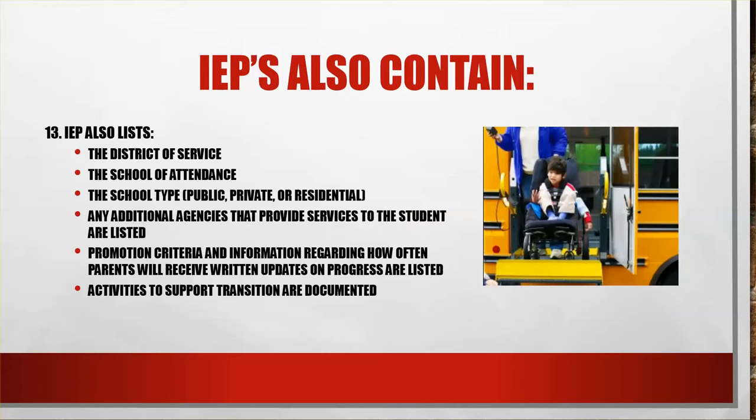Number 13, the IEP also lists the district of service, the school of attendance, the school type, public, private, or residential. Ideally, students are served at their school of residence, but this is not always possible. This is noted on the IEP, along with reasoning that the services are being provided elsewhere, and the rationale. Notation is made indicating why, if at all, the student will not participate in the general curriculum. Any additional agencies that provide services to the students are listed. Promotional criteria and information regarding how often parents will receive written updates on progress are listed.